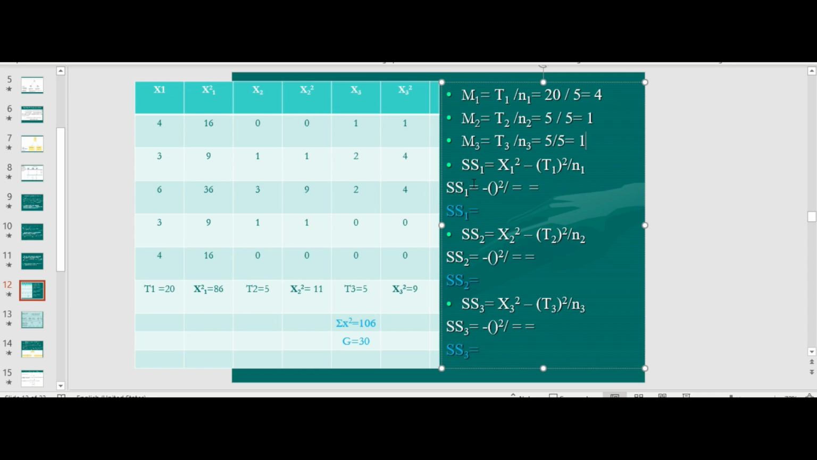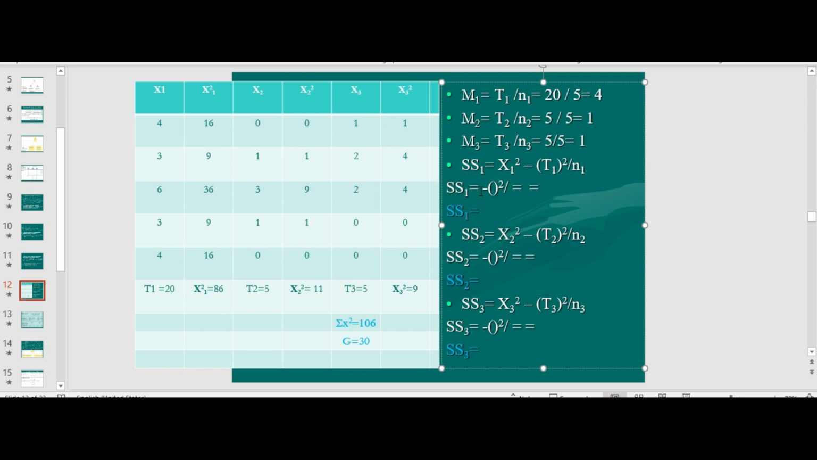SS, which is the sum of square deviations, को कैलकुलेट करने के लिए, क्योंकि हमें ये SS की कैलकुलेशन वेरिएंस को कैलकुलेट करने के लिए ज़रूरी है. तो पहले ग्रुप का SS कैलकुलेट करने के लिए, which is SS1, हमें चाहिए इसका summation x1 स्क्वायर का और फिर हमें वैल्यू चाहिए T1 की और उसका स्क्वायर हमें लेना है और उसे N1 से डिवाइड करना है. तो हमारे पास जो वैल्यू है वो है 86. x1 का स्क्वायर लिया 16 आ गया, 9 आ गया, 36 आ गया, 9 आ गया और 16 आ गया. इन सबको प्लस किया तो हमारे पास 86 आ गया.